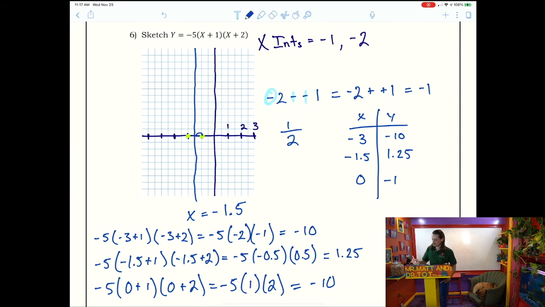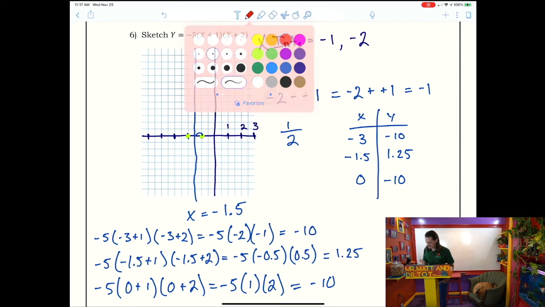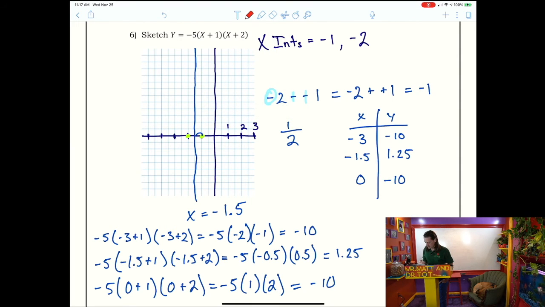Excuse me. So let's go ahead and plot those points. I'm going to count by 5s here. So at x is equal to -3, we're at -10. At x is equal to -1.5, we're at 1.25. So if this is 5, then we're going to be really close to the x-axis right there. And at x is equal to 0, we're at -10. So connecting these dots together, we're going to get a graph that looks something like this.